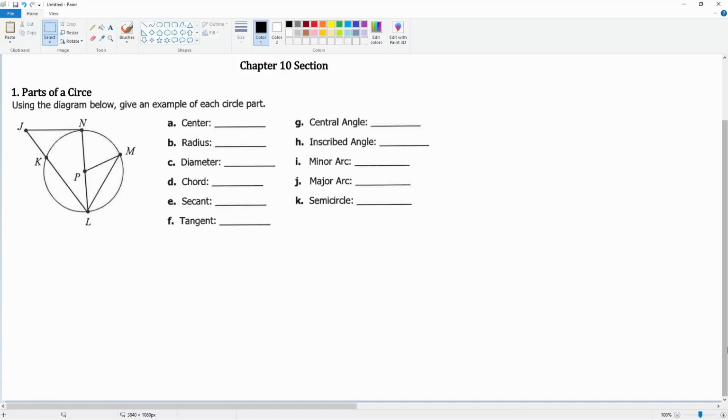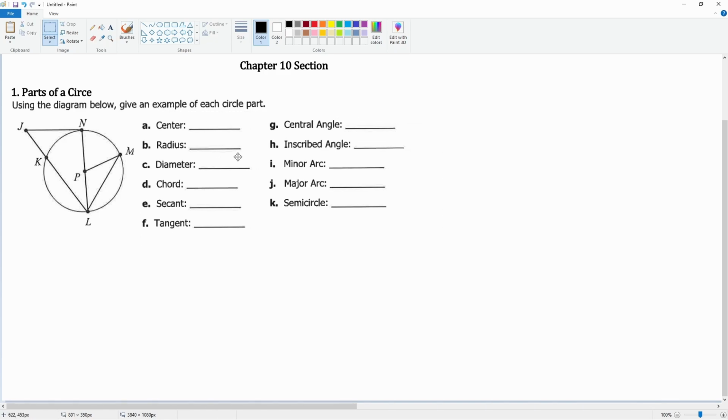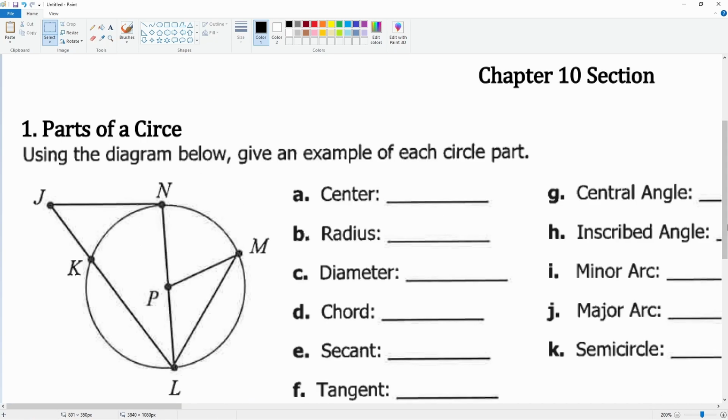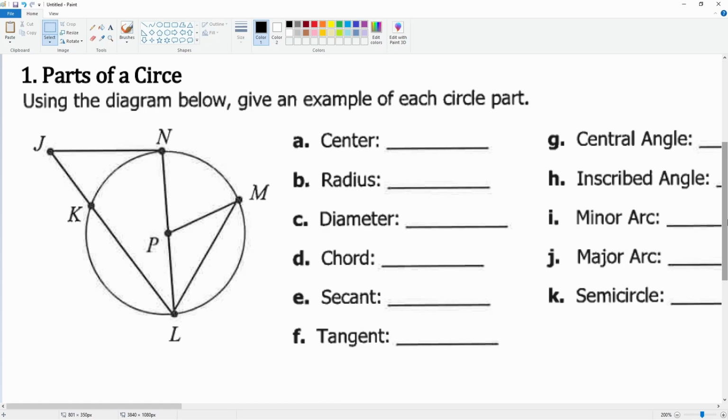Chapter 10, we are going to use this diagram to find one of each part of the circle here. All right, so first of all, we want to find the center. The center is the point that is located in the middle, which is going to be point P. The radius is from the center to the circumference, and that is line segment PM.